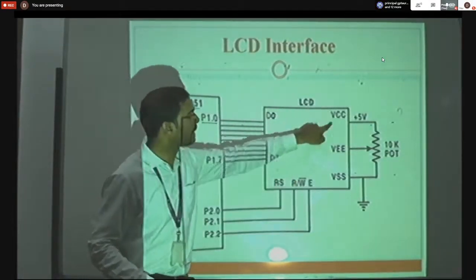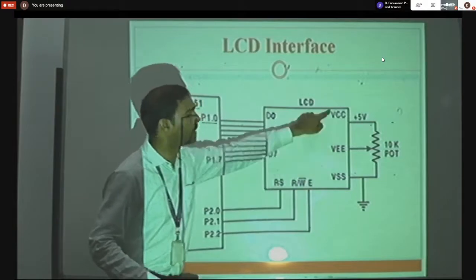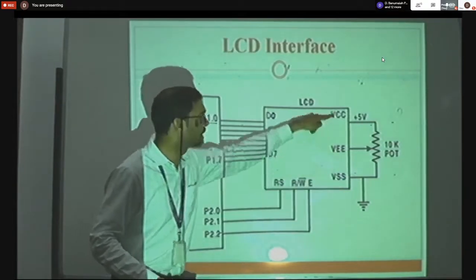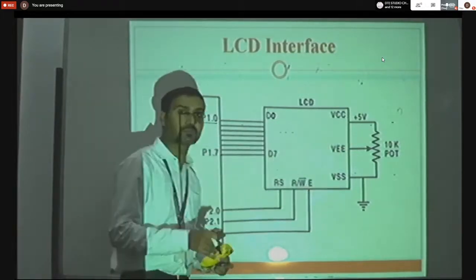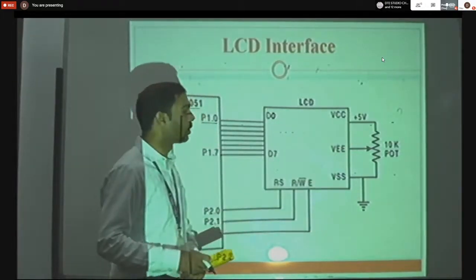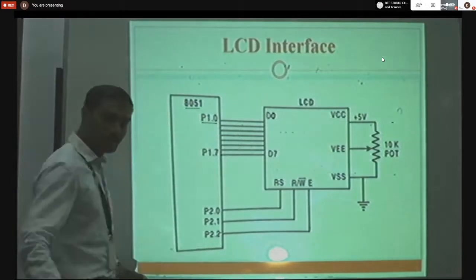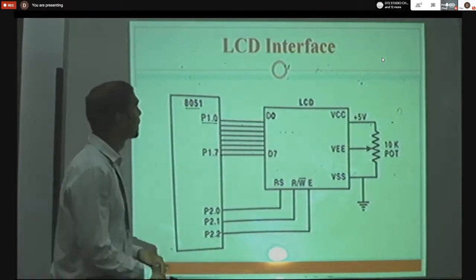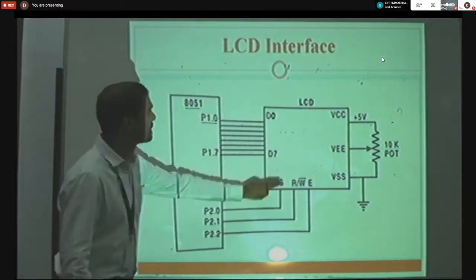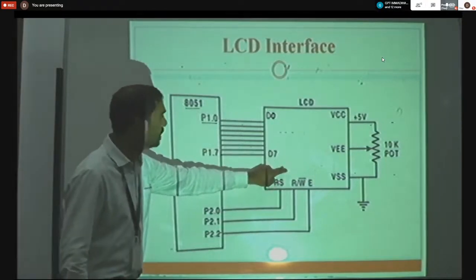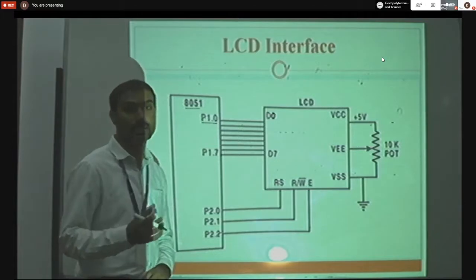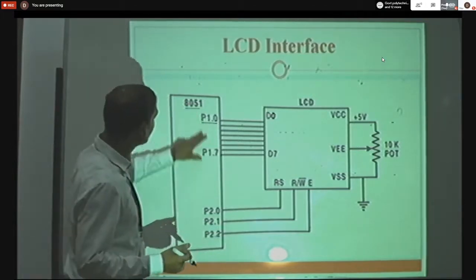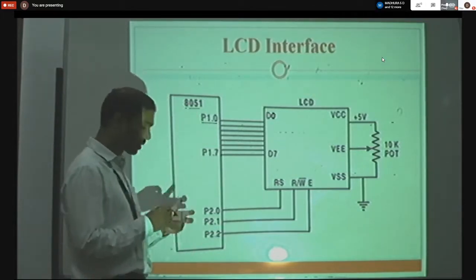And these are related to power supply parameters: VCC, VEE, VSS. Okay, there is a part to control the power supply, a 10 kilo ohm part. Okay, this is the schematic or circuit diagram to interface the LCD. It may be a 5 into 7 LCD or it may be a 7 into 9 LCD. Okay, so they are using this 8051 microcontroller.